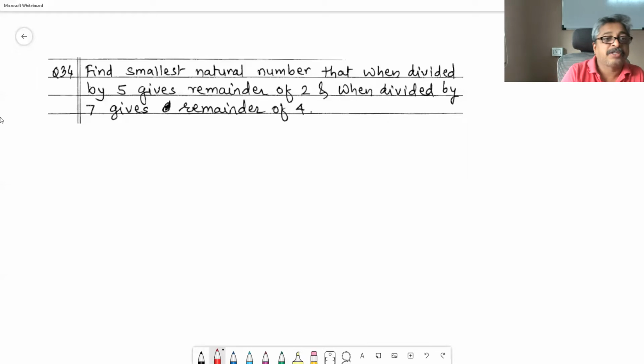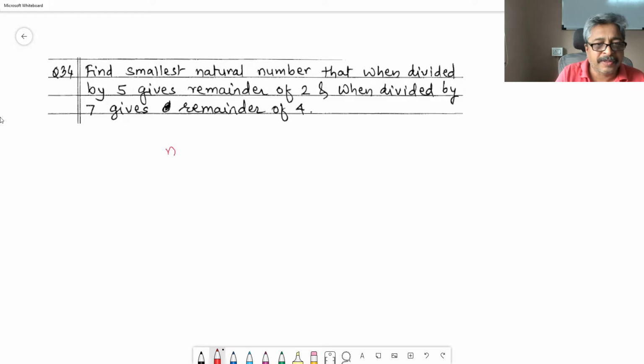Okay, let us solve problem number 30. Slightly difficult. Something related to numbers is slightly difficult. Something related to geometry is relatively easy. Okay, smallest natural number that when divided by 5 gives remainder 2.